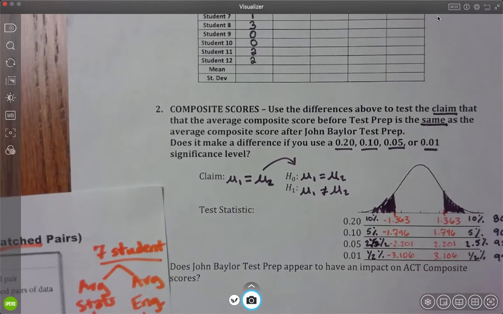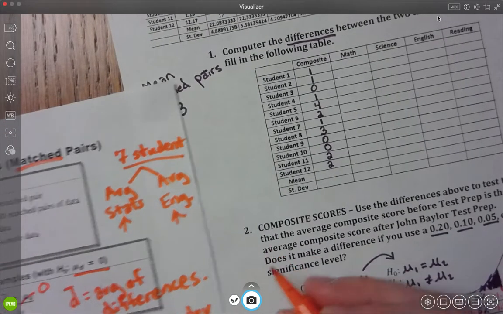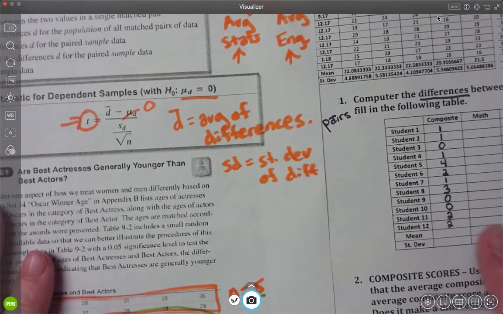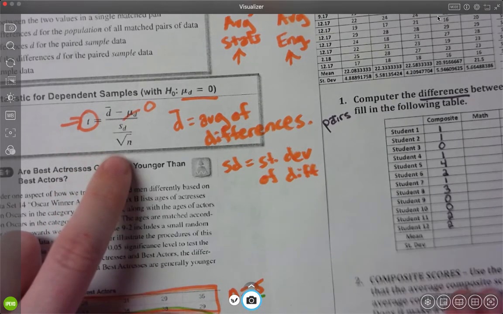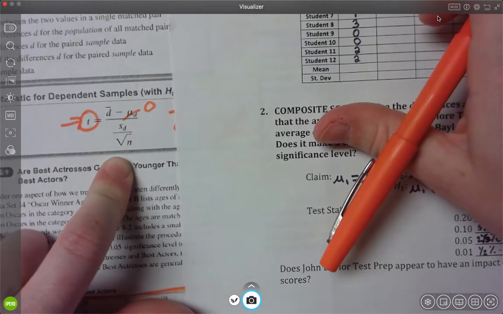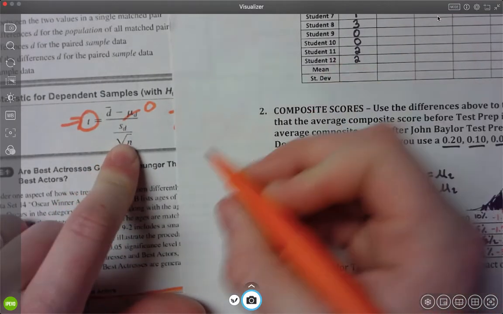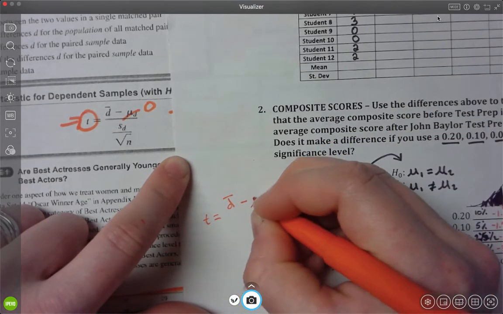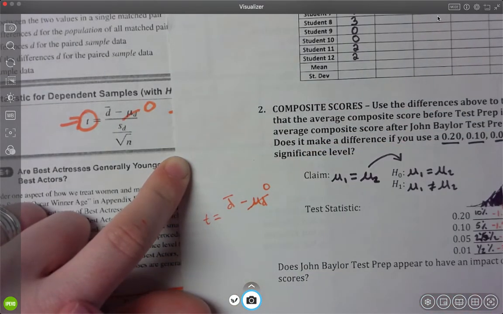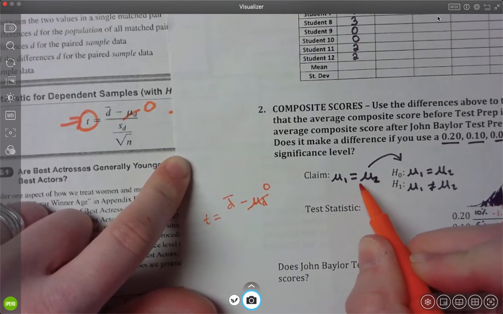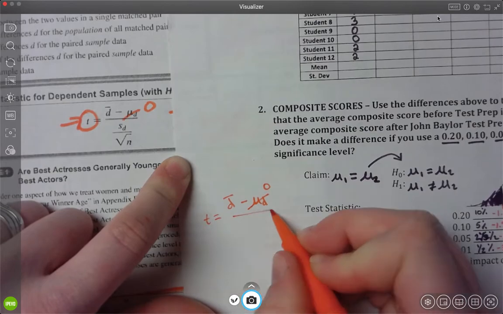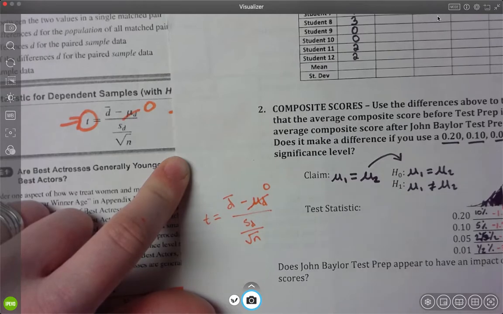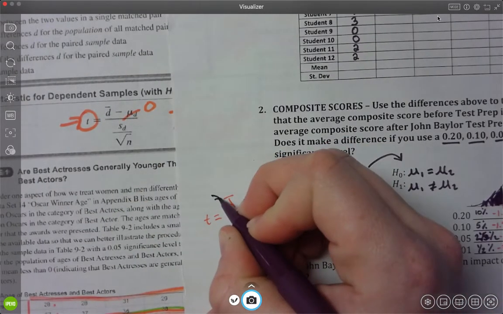And the formula that we need, let me see if I can get this all on one screen right here. This one right here. This formula, I'm going to copy down over here. T is equal to D bar minus mu D, which we always plug in as 0, because if we're saying they're equal, that means the difference is 0. Standard deviation is this guy, and the square root of n is that guy. So we're going to figure out what our test statistic is. I need to know what D bar is, which is the average of the differences.